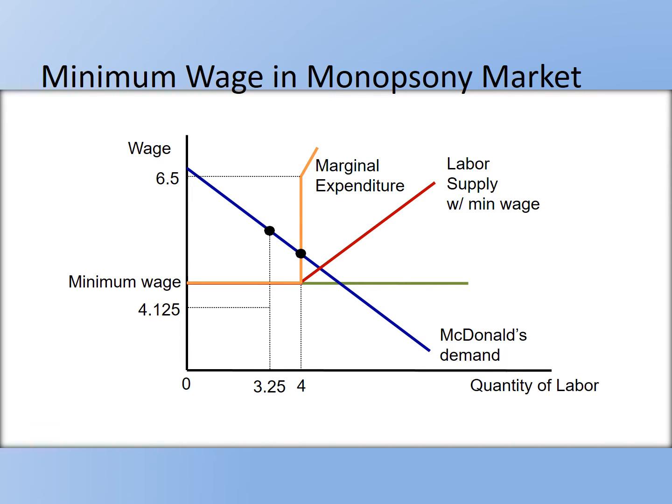Now, once again, the equilibrium is the intersection between marginal expenditure and demand. Most likely, the intersection will be in the region where the marginal expenditure is vertical. The minimum wage worker is not very expensive to hire. Each one of them, you pay them minimum wage. So the company has a lot of incentive to hire them.